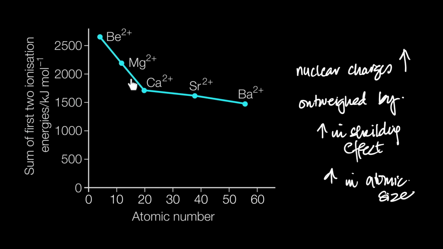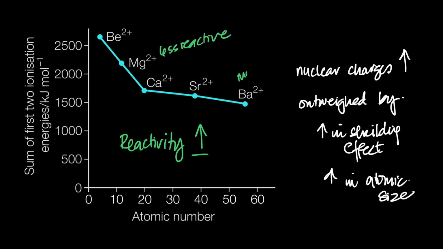So down the group, the energy required to lose electrons decreases. What that really means is that reactivity for group 2 metals will increase down the group, because it requires less energy for barium to become an ion than magnesium. So barium is more reactive than magnesium, and we'll see this in the reactions with water. It will be very obvious that magnesium will be less reactive while barium will be much more reactive, and that's what we're going to talk about now.